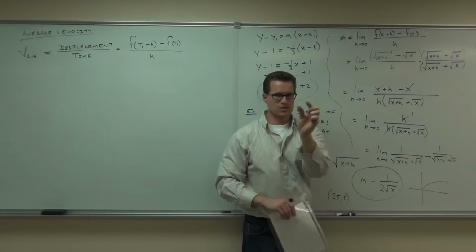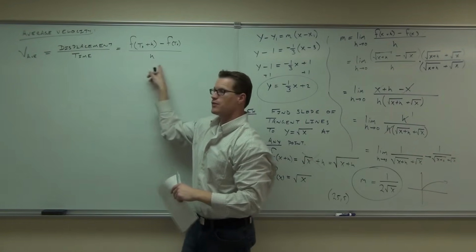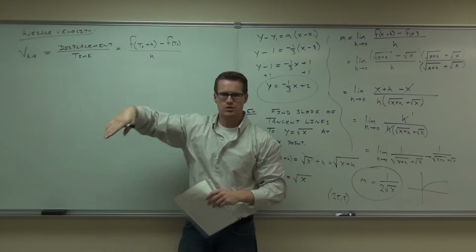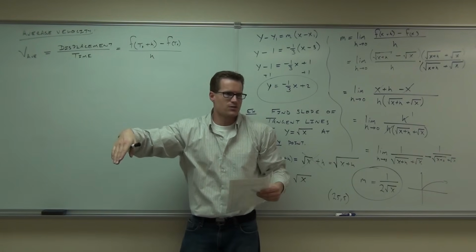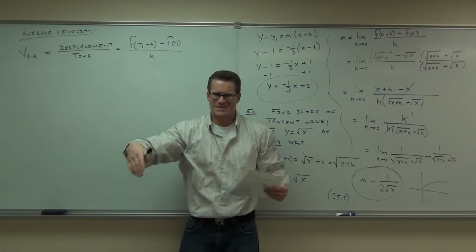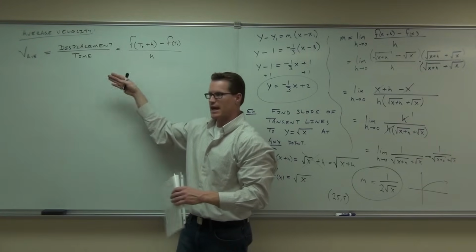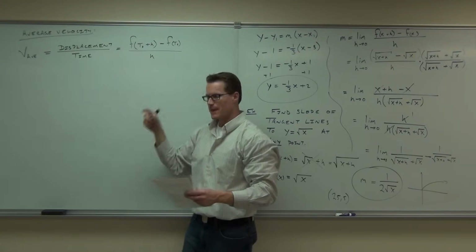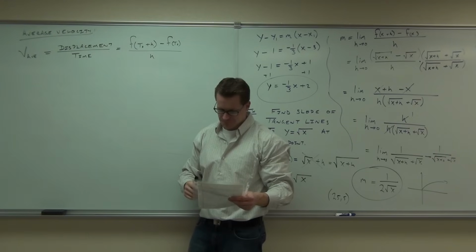When you get the h to 0. This right here is average velocity. It's just the slope between 2 points. That's how you find the average value, right? You take the slope between 2 points. That's it. That's what that is. It's the average velocity, just a slope between 2 points. That's how you find an average.